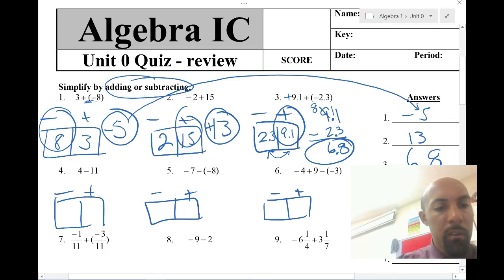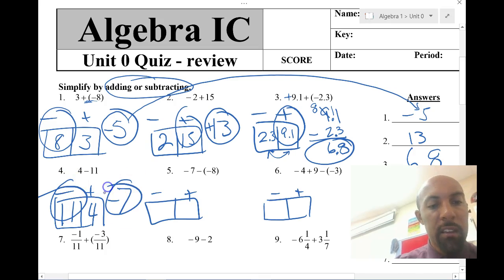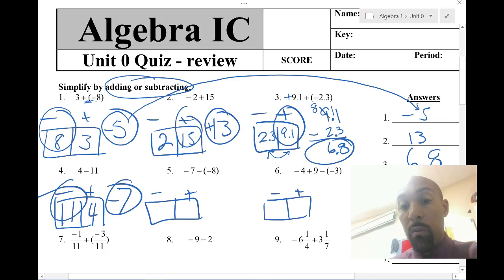Okay, now, over here, number 4, 11 is minus, 4 is plus. Okay, different boxes, 11 minus 4 is 7. Bigger number is 11, so negative 7. Minus 7 goes over here.